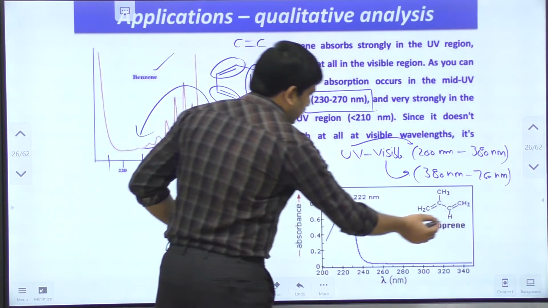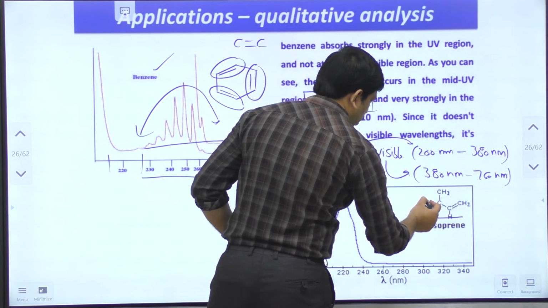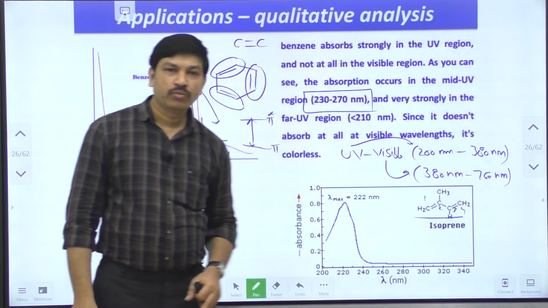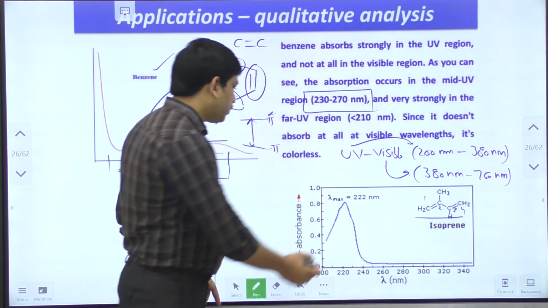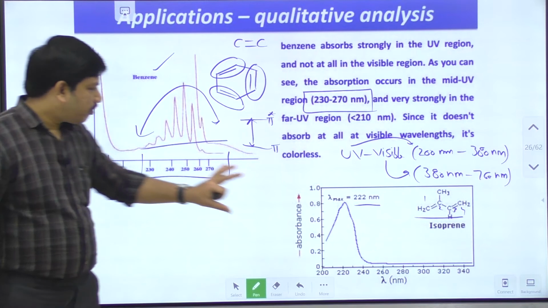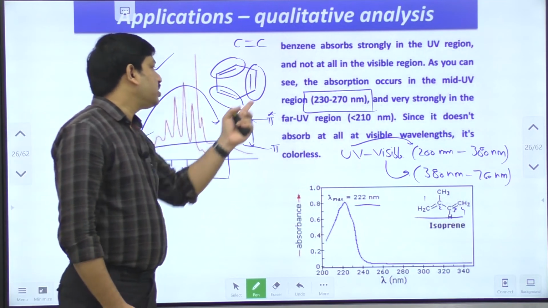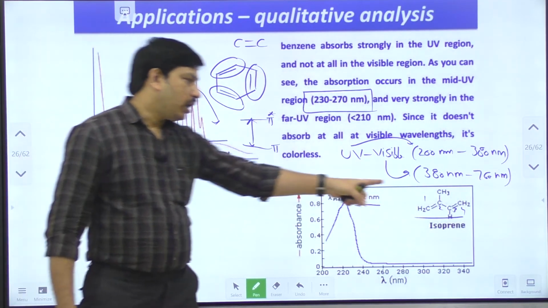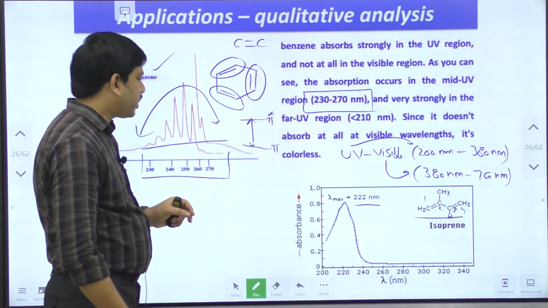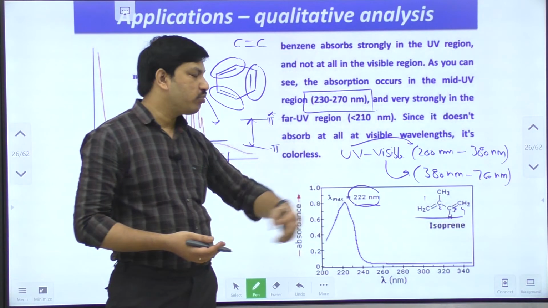Whereas if you see here, this is a non-aromatic system, called isoprene. So isoprene is 1, 2, 3, 4, 2-methyl-1,3-butadiene. This system absorbs in the region of 222 nanometers. My point is that both of these compounds are conjugated systems, but one is a cyclic, aromatic compound and the other is an acyclic, non-aromatic system. Both compounds absorb in approximately the same region: this is 230 to 270, this is 222 nanometers.